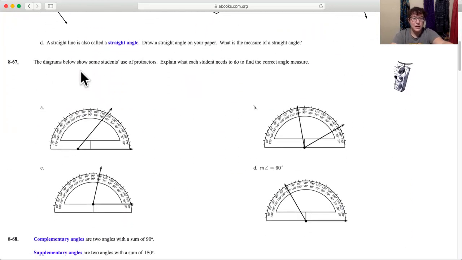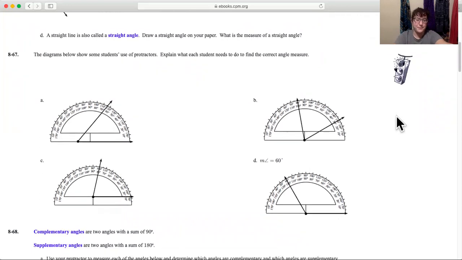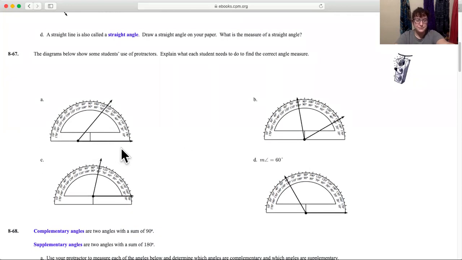It says the diagrams below show some students' use of protractors. Explain what each student needs to do to find the correct angle measure. Remember, the stoplight means that it's a common error that people make. So this one, the vertex is not right at the center of the protractor. They need to move their angle, or the protractor, so that the vertex lines up with the middle. This one, the vertex is lined up with the middle, but none of the rays start right at the bottom at 0. So they would need to adjust the protractor so that it would line up with one of the rays.